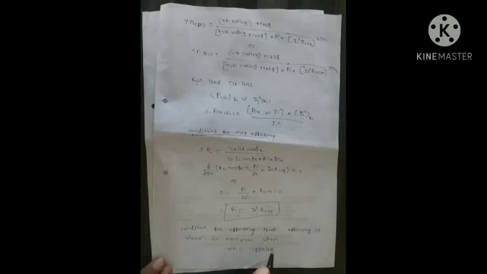So the condition for maximum efficiency is that the efficiency of the transformer is maximum when the iron loss equals the copper loss. Okay, I hope you understand this derivation in simplified language. Thank you.